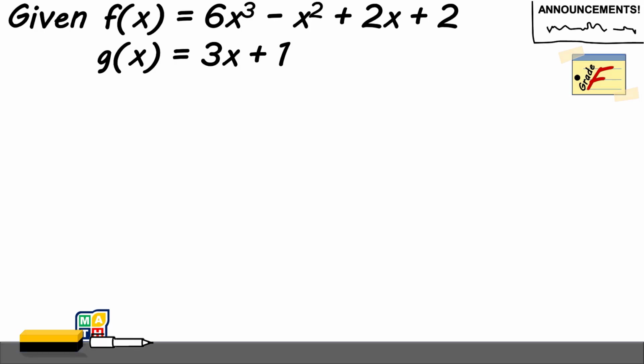Now, let's try to solve for the remainder if we are going to divide this f of x being 6x cubed minus x squared plus 2x plus 2 with a binomial divisor g of x being equal to 3x plus 1. If it's the remainder that we are only concerned about, we don't necessarily need to use synthetic division or the long division just for us to solve for the remainder. We have what we call the remainder theorem to be used in this concern.